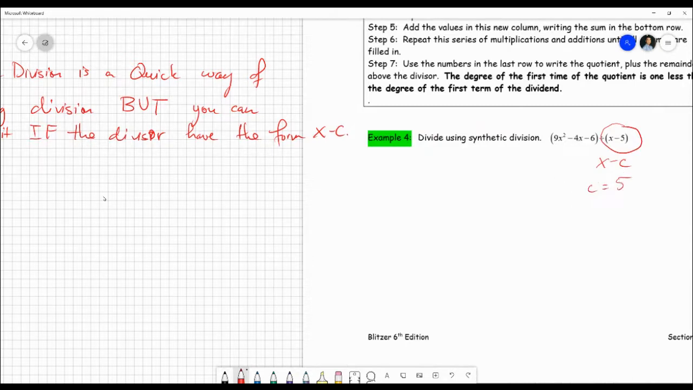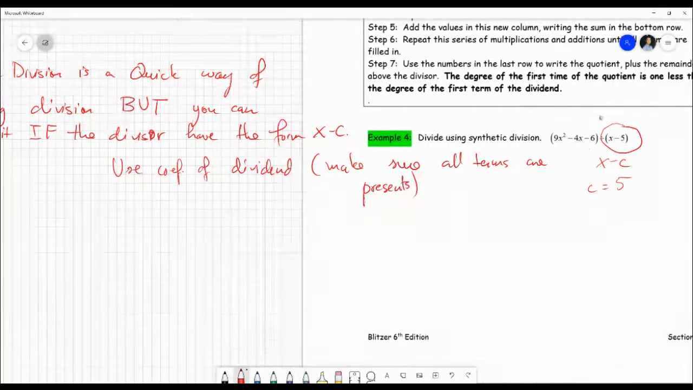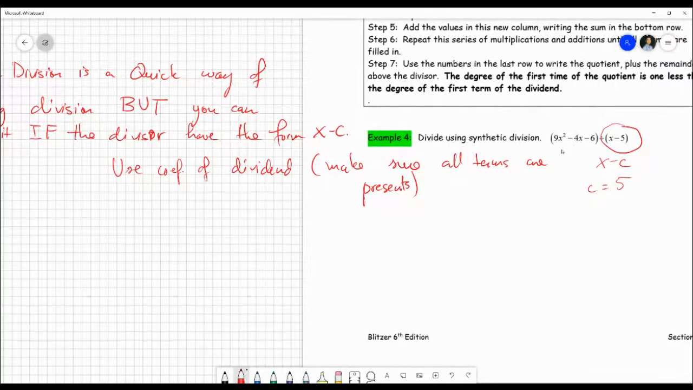In order to do this, we only use the coefficients of our dividend. So make sure all terms are present. Like I mentioned earlier, here we have 9x squared, x, and a constant, so all the terms are present. Let's say I'm missing an x here, you would use a 0 as your placeholder. Make sure that you do that, or else synthetic division will not work.